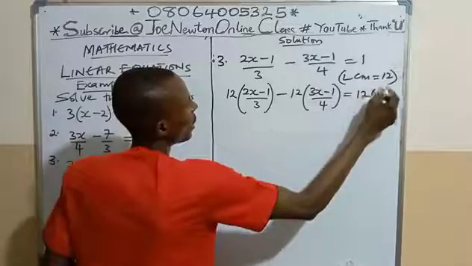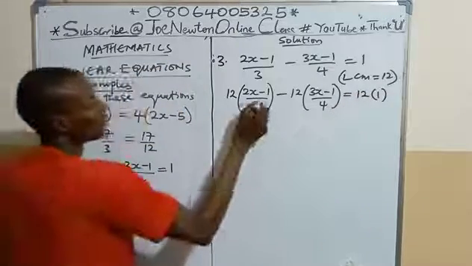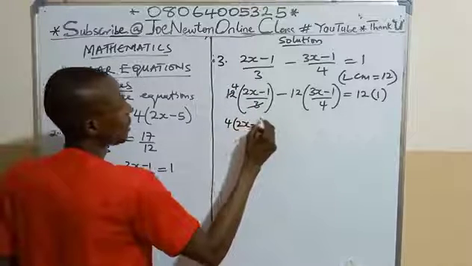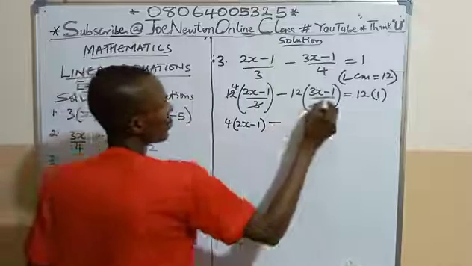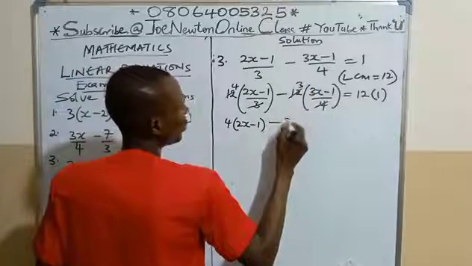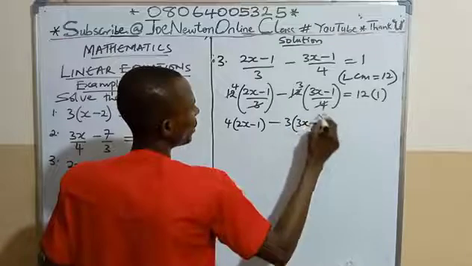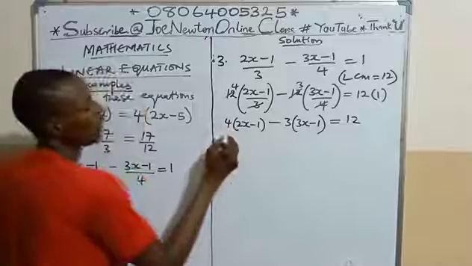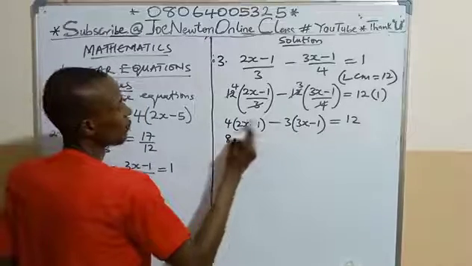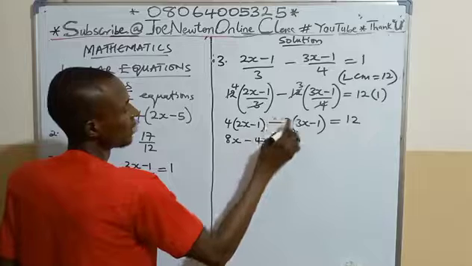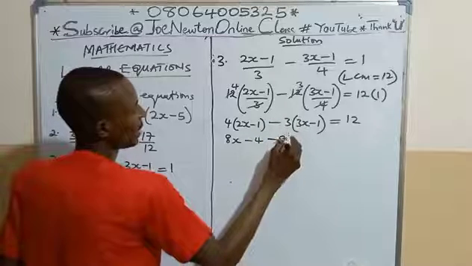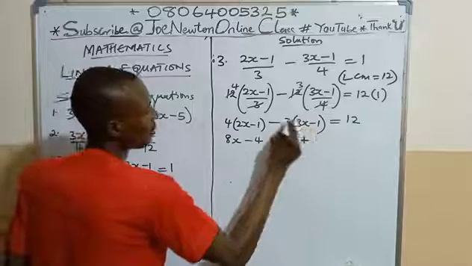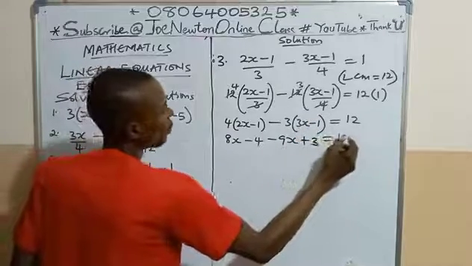12 bracket 1. Now 3 divided into 12 here is 4. We have 4 bracket 2x minus 1 minus 4 divided into this one, 3 bracket 3x minus 1 equals 12 times 1 is 12. Then 4 times 2 here have 8x minus 4 times 1, 4. The minus 3 times 3x have minus 9x. Minus times minus here, be mindful of this, have plus. 3 times 1, 3 equals 12.